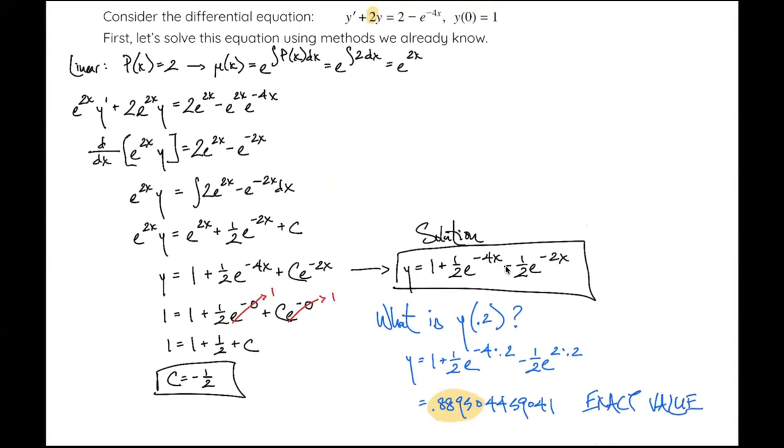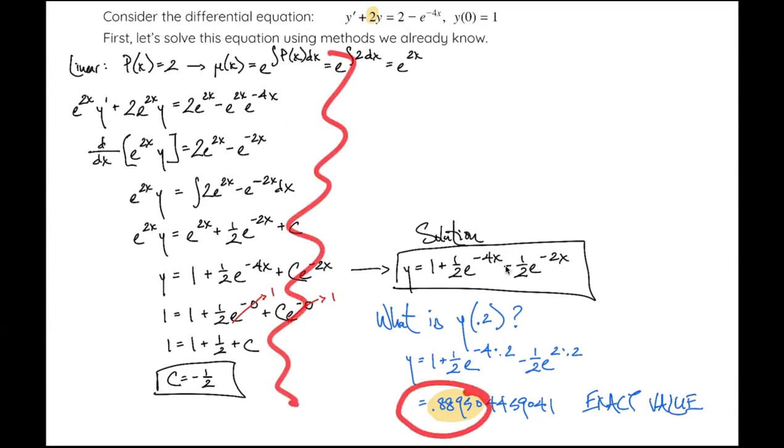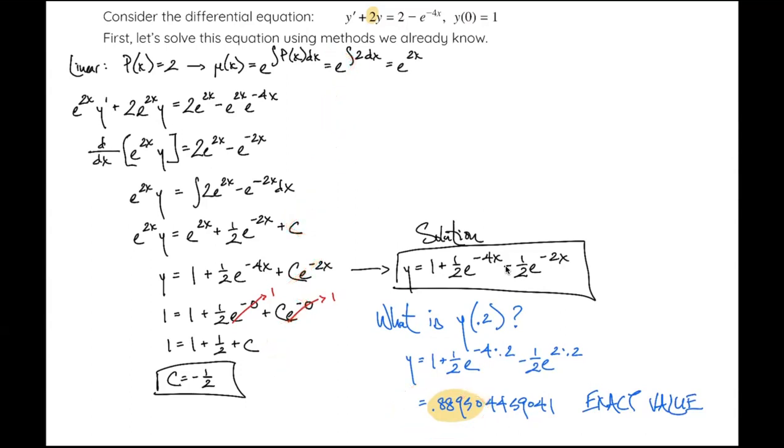So this question was all fine and good because it was one that we knew how to solve, right? But the whole point of approximation is that sometimes we won't be able to solve things. And so what we're going to do next is we are going to approximate the value of what happens when x equals 0.2 without solving this differential equation. So without doing all of this, we're going to approximate a value for y of 0.2, and we're going to see how close that gets us to this exact value.